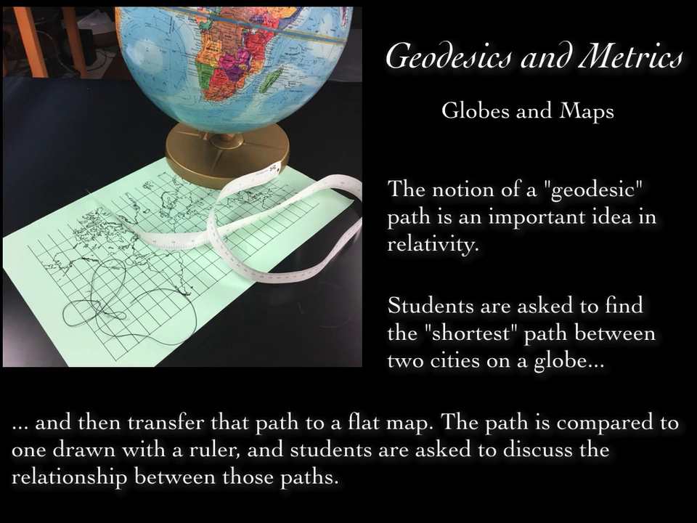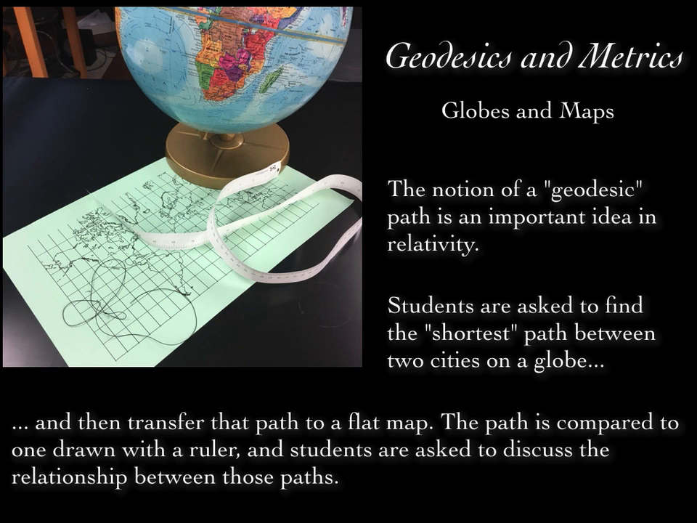Another important idea in general relativity is the idea of a geodesic, or a path that an object follows through space-time. Again, this can be looked at by analogy by looking at paths on a globe and comparing them to an equivalent path on a flat map that parameterizes that space in a different way.